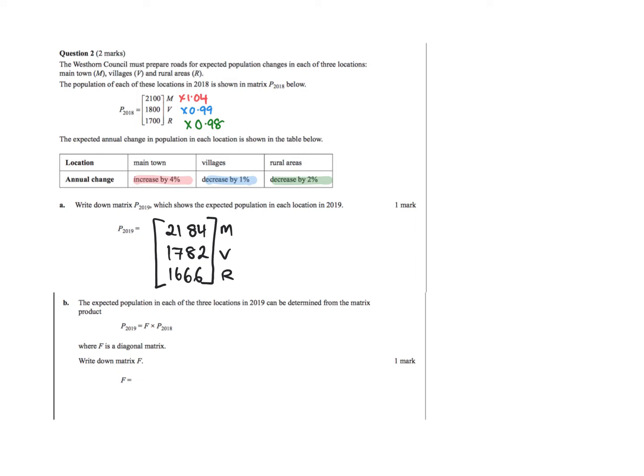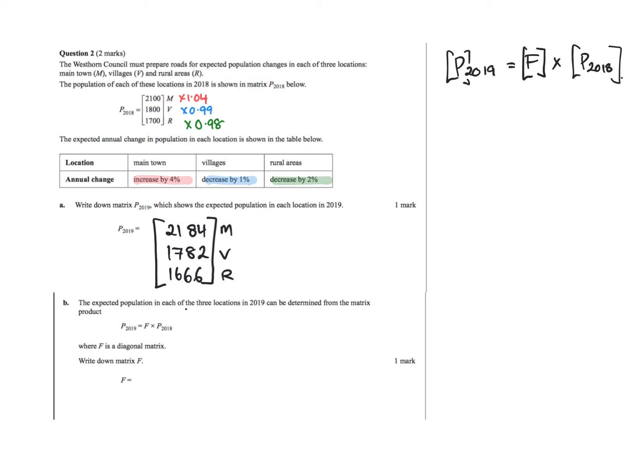Now it says the expected population in each of the 3 locations in 2019 can be determined from the matrix product F by 2018. All right, so they want you to calculate F. So I'm going to write up here the statement they've got. They've got matrix P 2019, which can be found by doing F by P 2018.